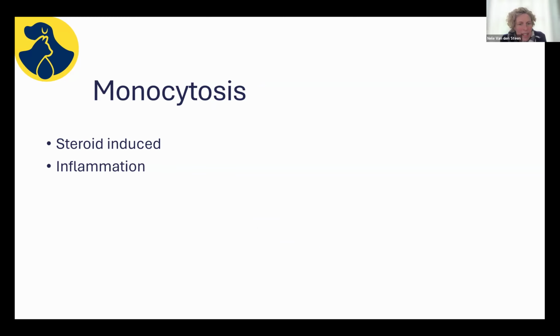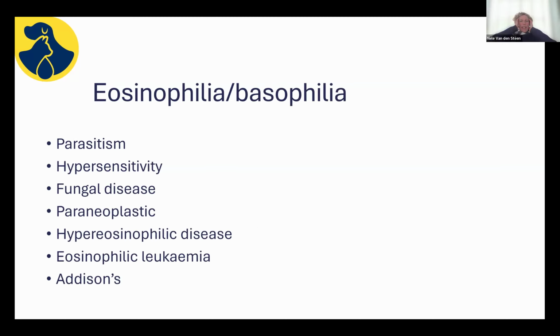Monocytosis can be stress-induced and inflammation. And then we talk about the eosinophils and the basophils, that they definitely come in a fairly low number in a normal patient. So if they are increased, it's definitely worth looking at. Obviously, they increase with parasites, fungal diseases, and allergies or hypersensitivities. They can be increased. There are also certain paraneoplastic diseases, so with certain lymphomas, we can see them. And then we have certain breeds that are predisposed to what we call a hypereosinophilic problem, and very rarely you can get leukemia.